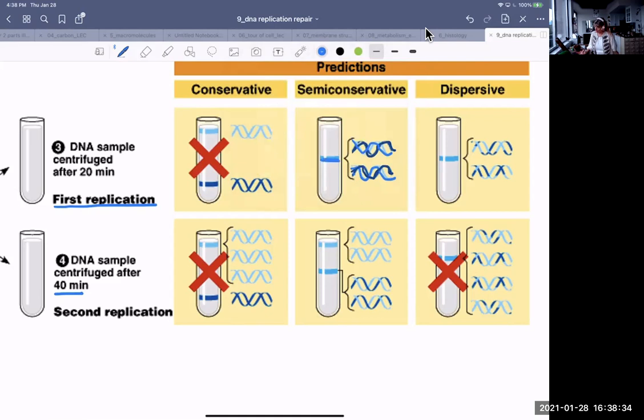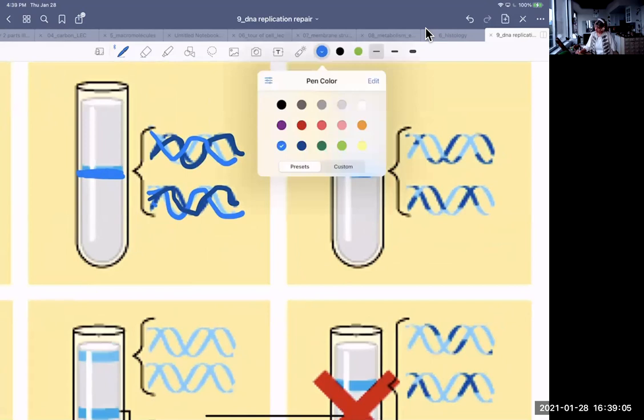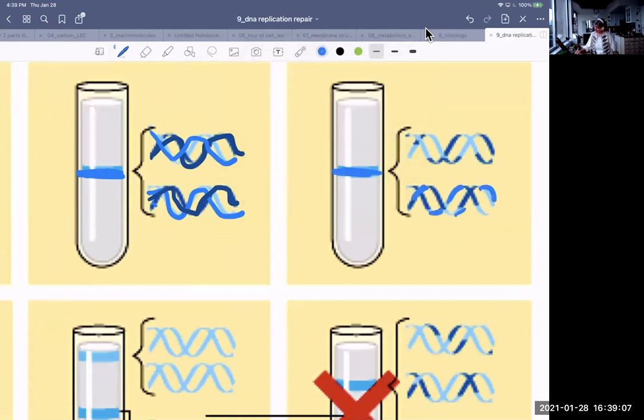Here you've just got one band. So clearly the weights are the same. If you had two new strands, two old strands, well, the old ones would weigh more because they come from N15. The new ones would weigh less because they come from N14. So you've got this band up here and you've got this band down there. We didn't get that. We got this. But you could also get that if the DNA, as shown here, is all interspersed. So just like evenly interspersed new nucleotides and old nucleotides. It would still all weigh the same.